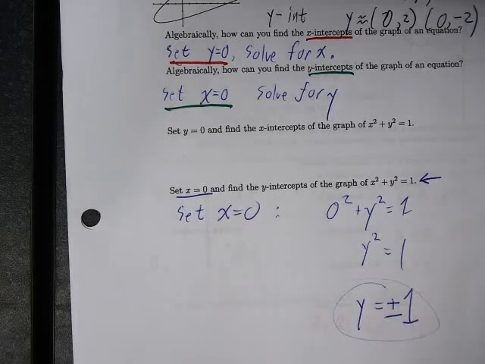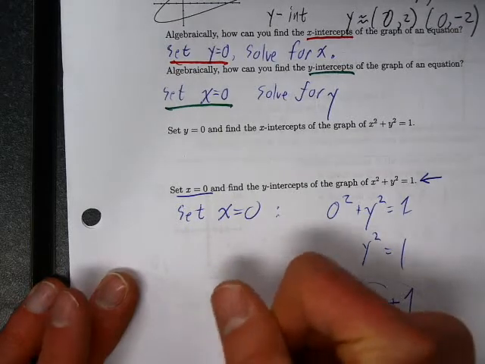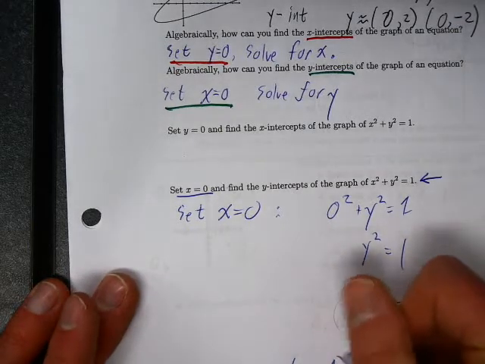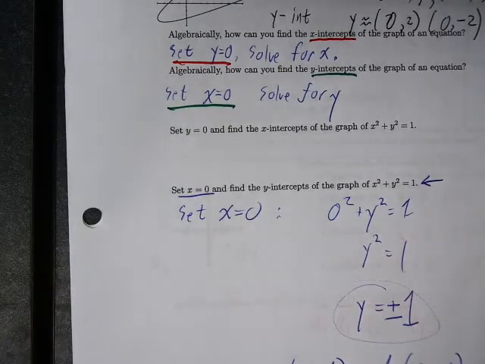So that might seem like it's the whole answer, but I want the actual coordinates of the point. So what are the points that are the y-intercepts? Yeah. 0, negative 1, 0, 1. Yeah, just those points with zeros in the x-coordinates. Any questions about this stuff before we move on to something else? Okay.